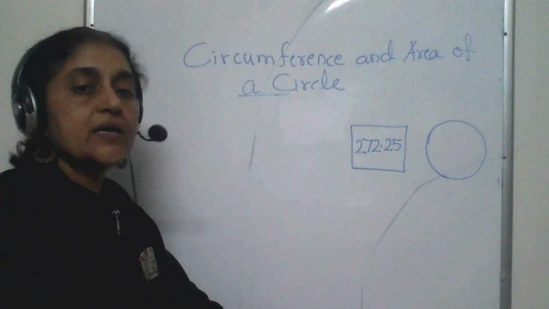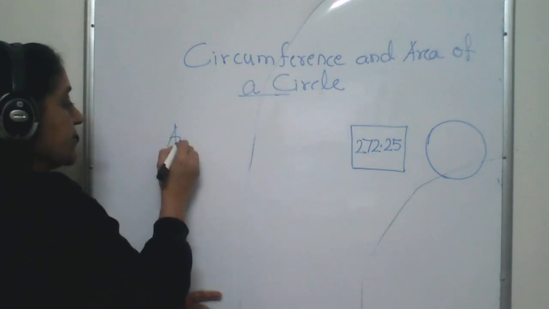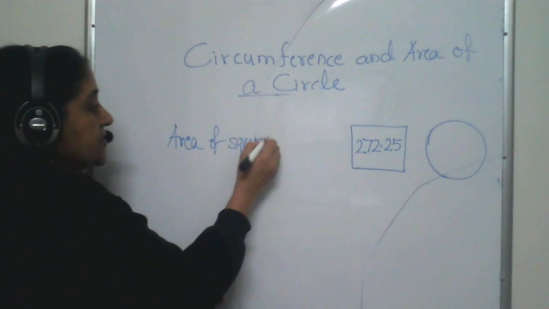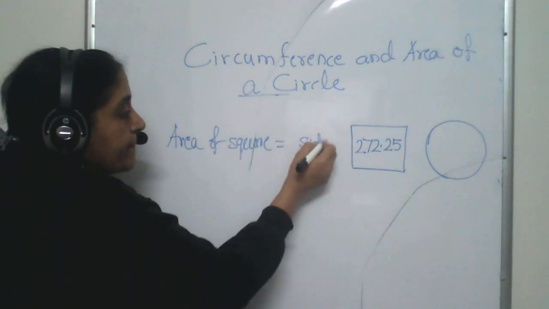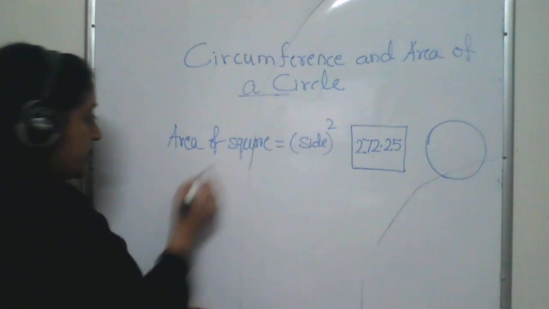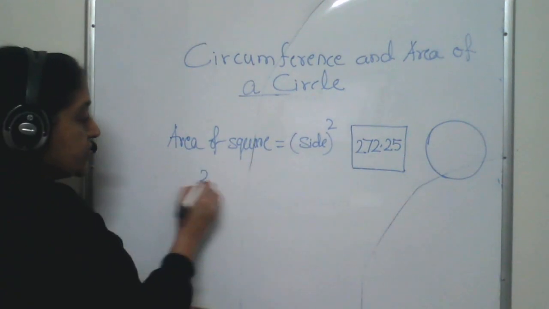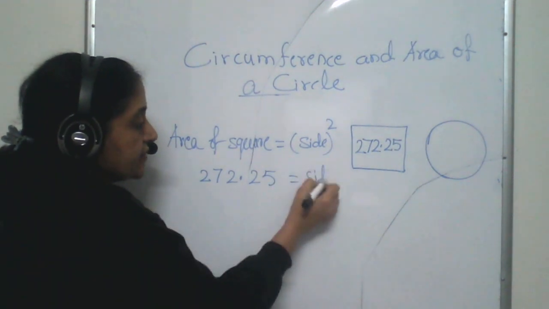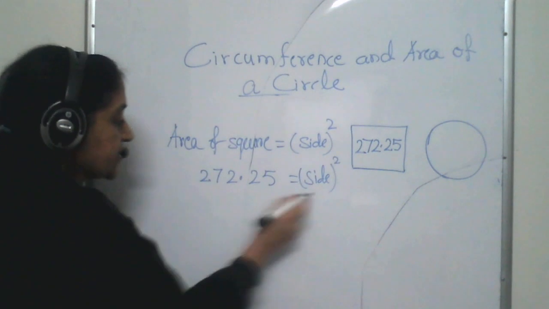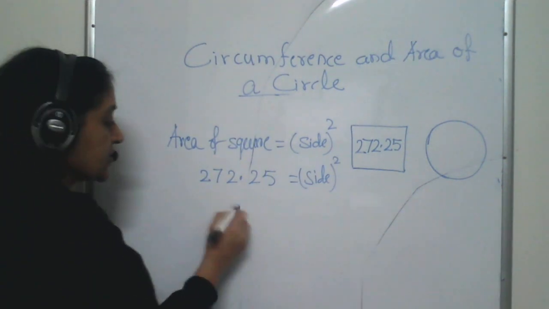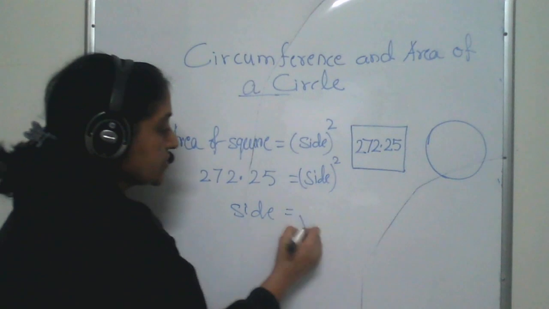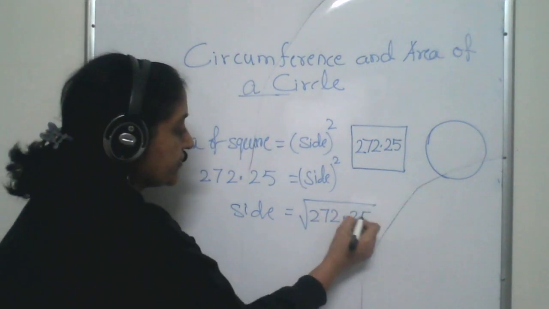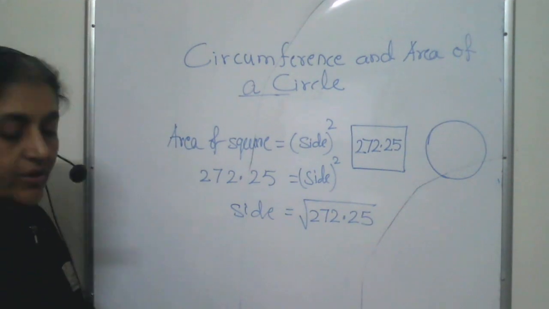Yes. Why? Area of square is equal to side square. This is the area of the square, which I have got as 272.25 is equal to side square. Now if I have to find out the side, I should take the square root of this. So side is equal to square root of 272.25. So we'll have to find the square root of this.